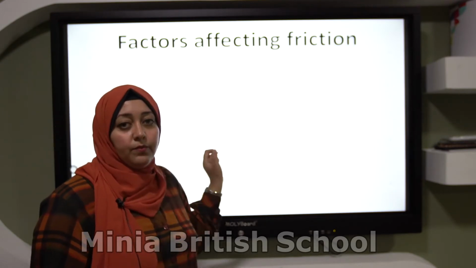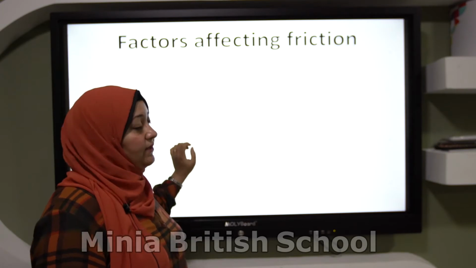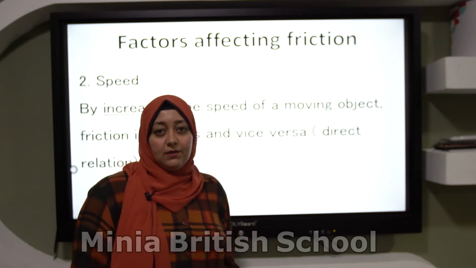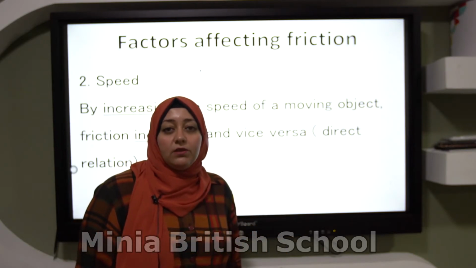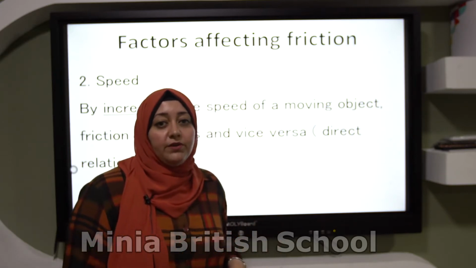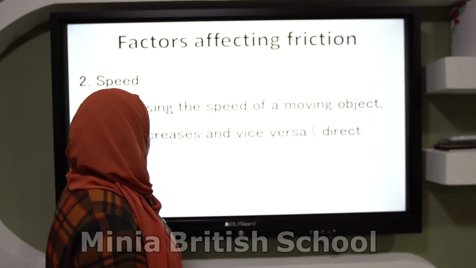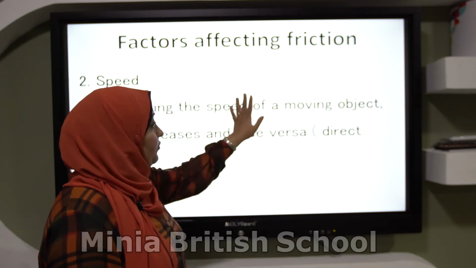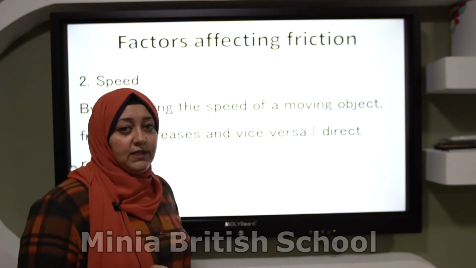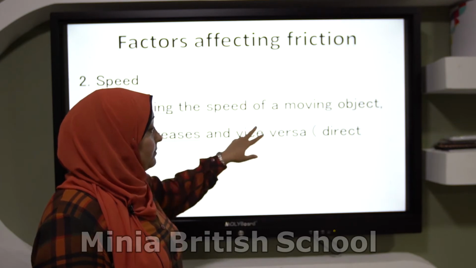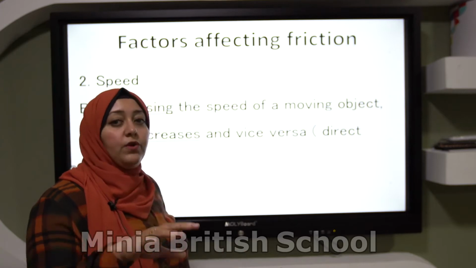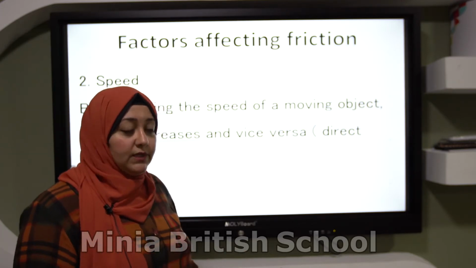What else about the factors which are affecting the friction? Number two, we have the speed. There is a direct relation between the speed and the friction force. What is the meaning of direct relation? Direct relation means that if you increase the speed of a moving object, the friction force will increase, and vice versa. Vice versa means if we decrease the speed of the moving object, the friction force will decrease.